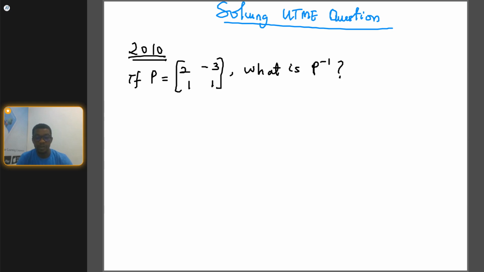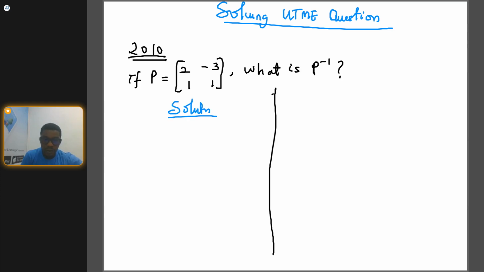That is the question. So when you see raised to power minus 1 in a matrix, it means the inverse of a matrix. So what we are asked to do is to find the inverse of a matrix. Let's go ahead to solve that together. Solution to that question: we have the matrix itself to be (2, -3; 1, 1), and we are asked to find the inverse of this matrix.